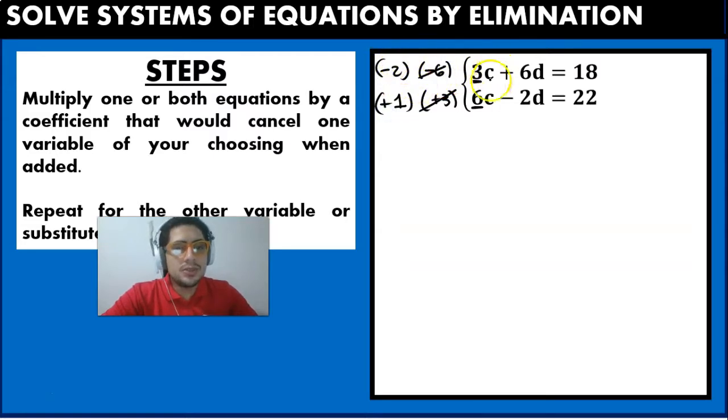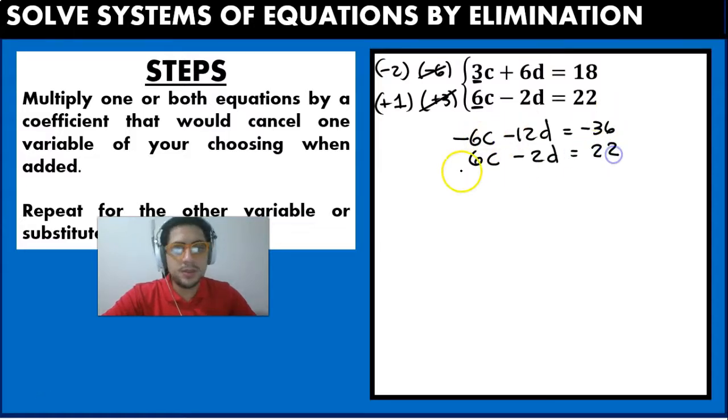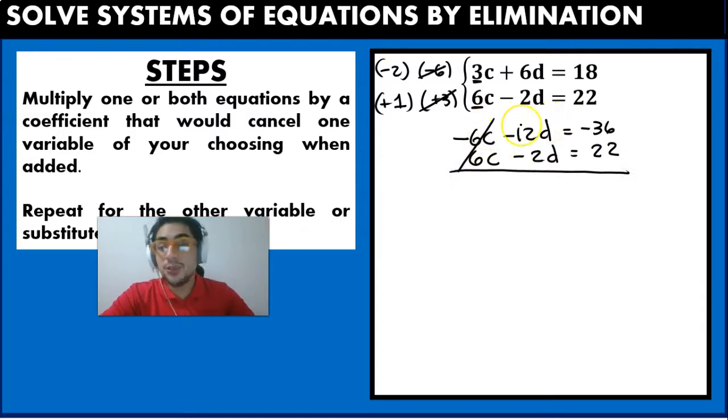So minus 2 times 3c is minus 6c. Minus 2 times plus 6d is going to be minus 12d. And minus 2 times 18 is going to be minus 36. Plus 1 multiplied by 6c is going to be 6c. Plus 1 multiplied by minus 2d is minus 2d. And plus 1 times positive 22 is going to be positive 22. Again, the c gets eliminated or canceled, which is, again, what you want to do in this method.